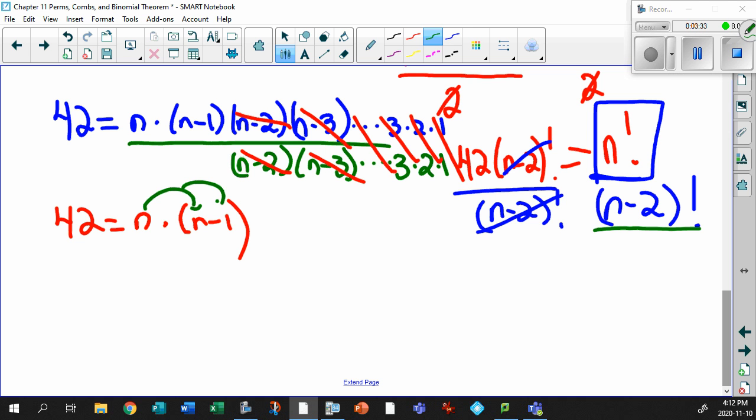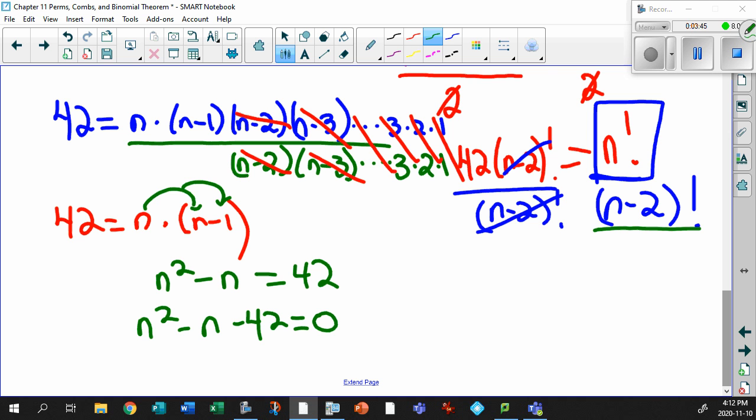Just distribute, giving you n squared minus n equals 42. Bring the 42 over to this side: n squared minus n minus 42 equals 0. Factor. What are two things that factor to make this? Well, two numbers that multiply to give me 42 are 6 and 7. Of course, being that this is a negative, right, 7 has to be bigger, leaving you with (n minus 7)(n plus 6) equaling 0.